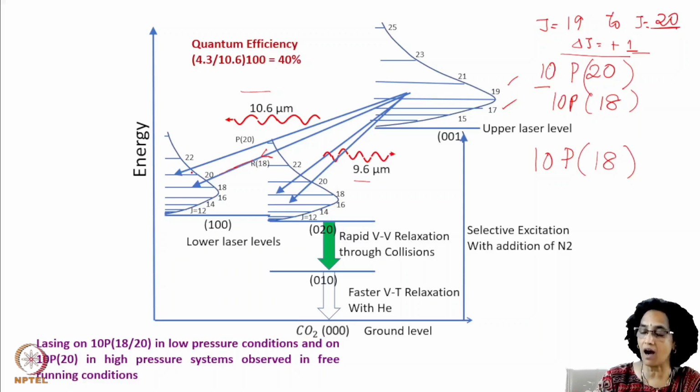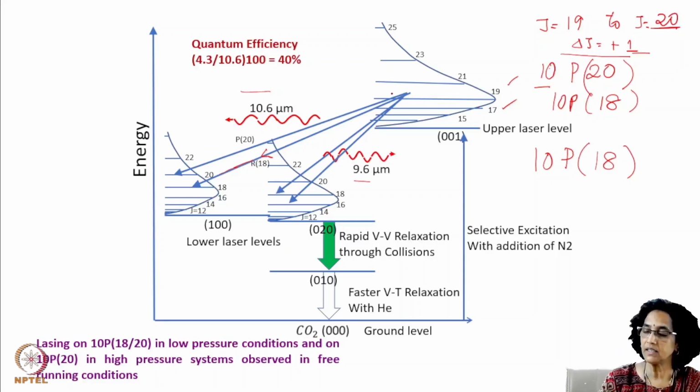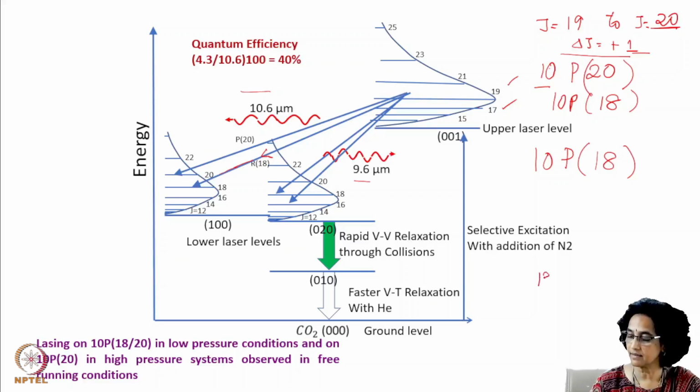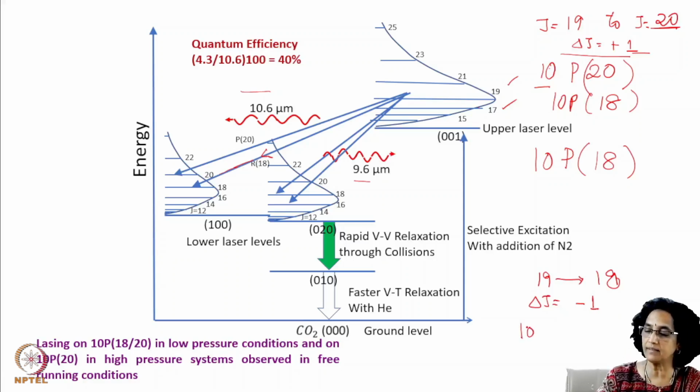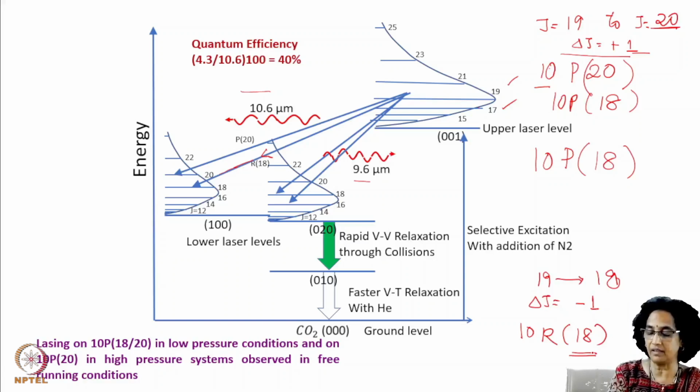Similarly, if you want to think of the 10R branch, then delta J should be, for example, from 19 to 18, right? When it comes from 19 to 18, delta J is minus 1. And because it is still in the 10 micron band, that is 001 to 100, that is the 10 micron band. So this is 10R18. We always use the terminal level for denoting this transition. Similarly, you can make nomenclature for 9P20, 9P18.